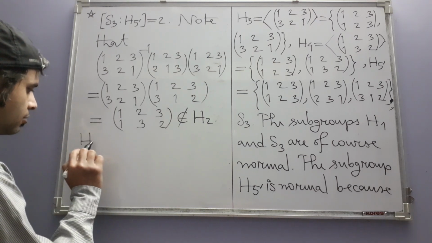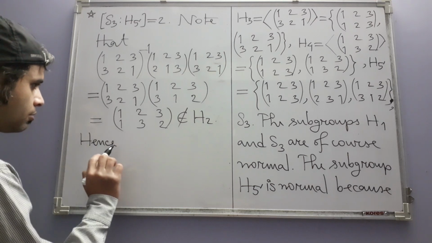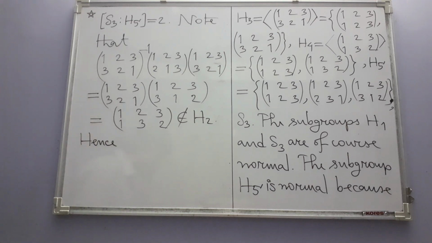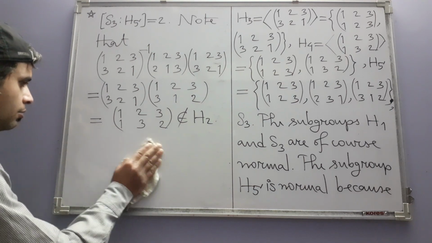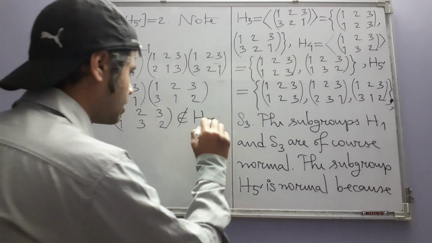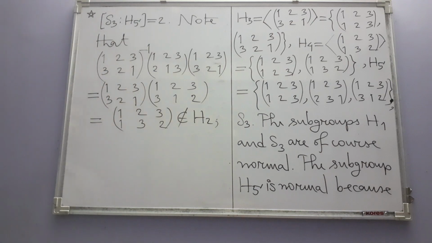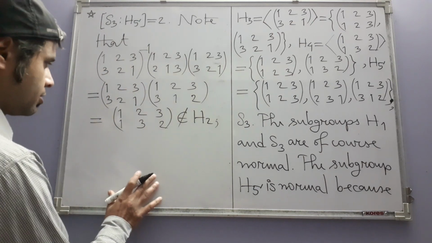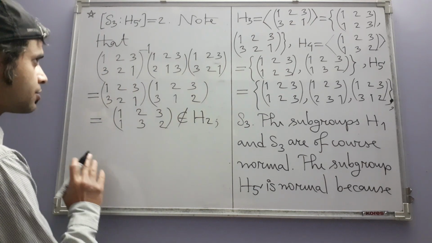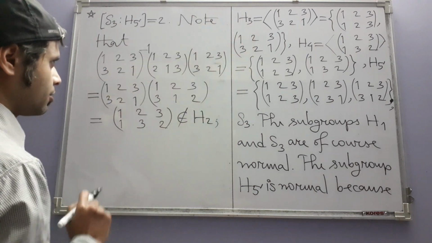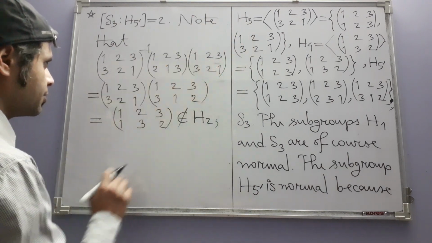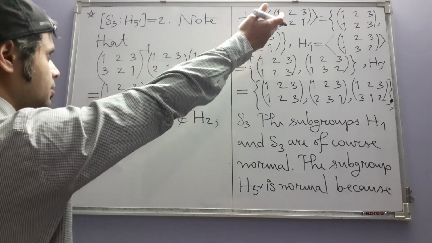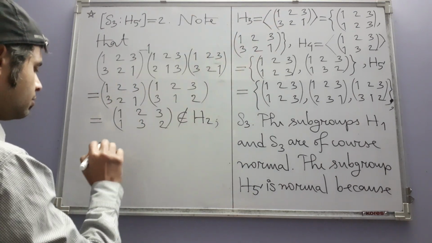Hence, or shall we conclude finally? Let's go through the other calculations as well. Next, we want to show that H3 is not normal. So let's now switch the roles of this element and this element, because this is the generator of H3.